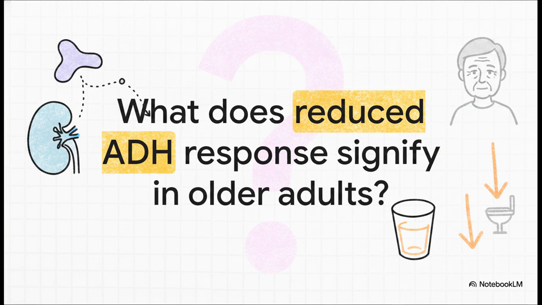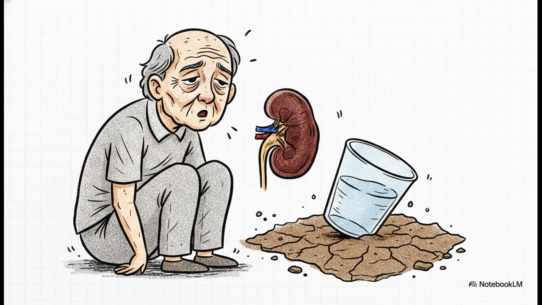And this one ties right back to those age-related changes we talked about earlier. Remember our conversation about ADH, or antidiuretic hormone? If an older adult's kidneys have a reduced response to it, what is the most significant clinical consequence? The answer here is definitely number 1.